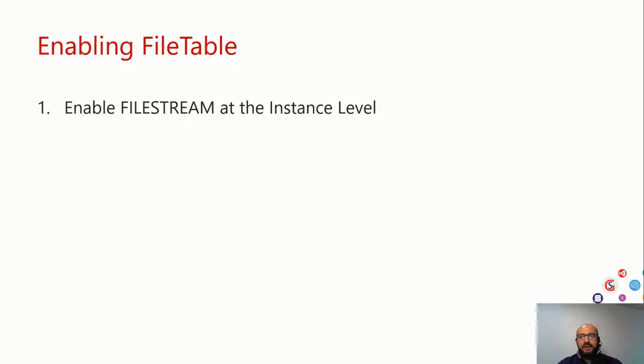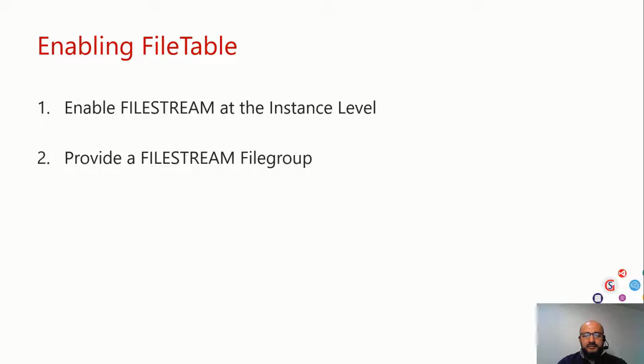So once we've set up the configuration, now we want to actually enable the FileTable. To enable the FileTable and be able to use it, essentially it's a four-step process. First, we have to enable file stream at the instance level, as I mentioned before. Then we have to provide a file stream file group. And you'll see as we create it in the demo that we have to specify that as part of the file groups.